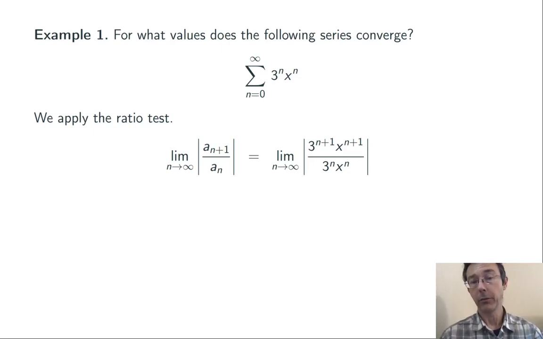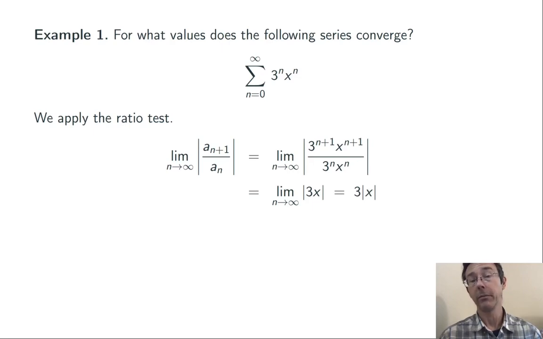Plugging in, I get this ratio, 3 to the n plus 1, x to the n plus 1 over 3 to the n, x to the n, and immediately get cancellation. In particular, notice the adjacent terms have x to the n plus 1 and x to the n. And those are going to cancel to give us x. That'll always happen when you do the ratio test on power series. Also, in this case, 3 to the n plus 1 over 3 to the n is just 3. The ratio test says that our original series is going to converge absolutely when this is less than 1.